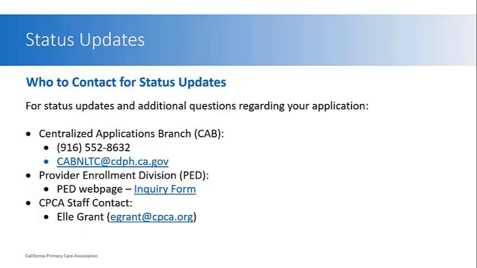Once you've submitted your application, you can connect with CDPH and DHCS to check your application status. The centralized application branch uses a general email box for status update requests, and the provider enrollment division has a new online inquiry form for provider requests. Both the email address and inquiry form are linked here.